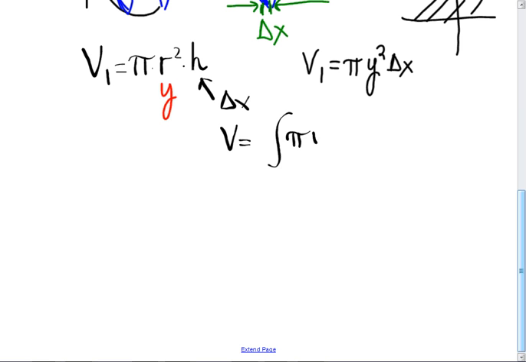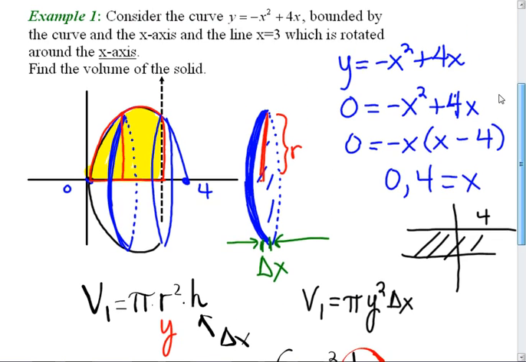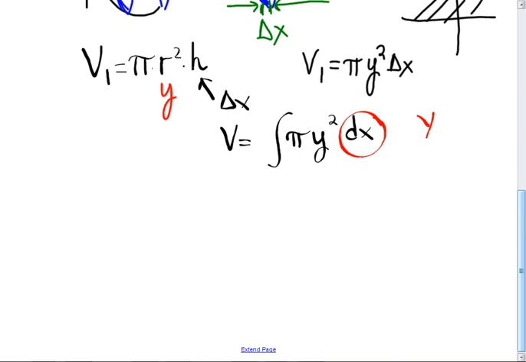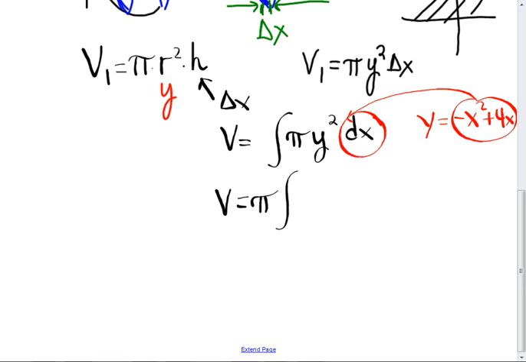No, we integrate. What variable do I want now to keep? I want x's. So what was my function? My function was y equals minus x squared plus 4x. Right? Hey, Artavan, what am I going to do with that? I'm going to put this in for y and see what I get. Well, we still got to get limits of integration before we can integrate. Well, let's pull the pi out because I can. And so this is minus x squared plus 4x squared dx.